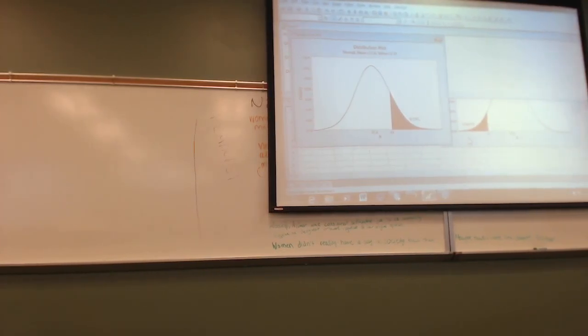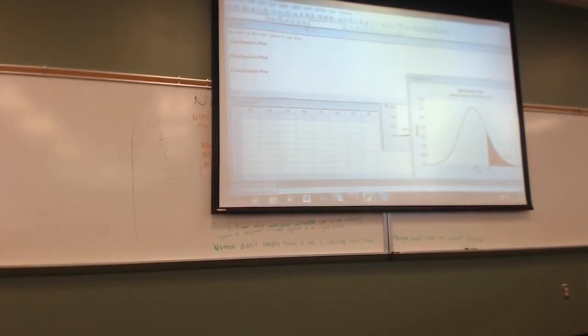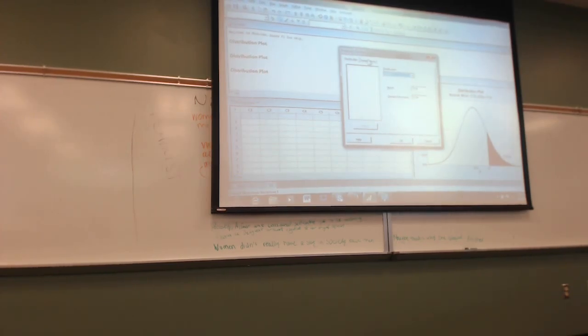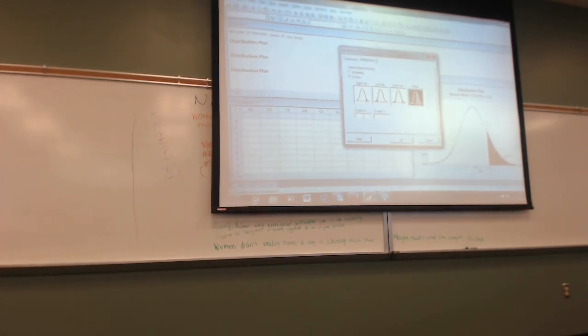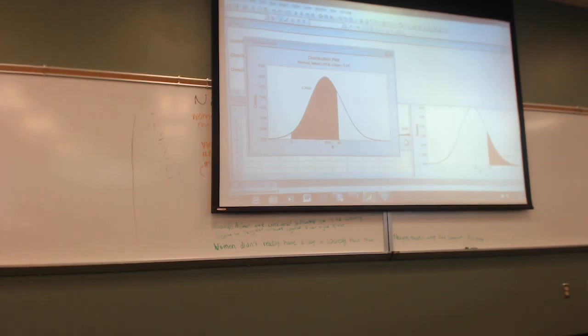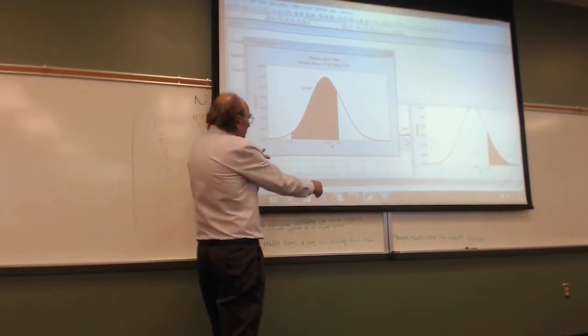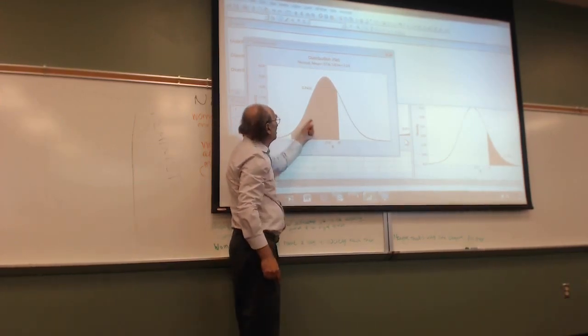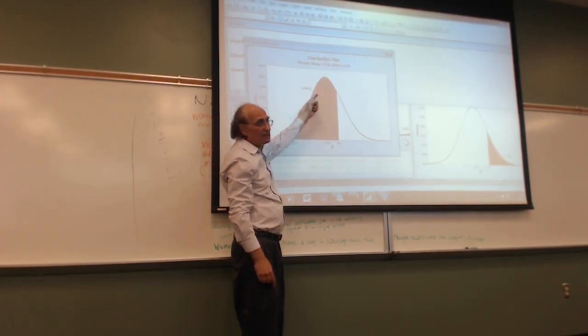And if you want in between, again, everything is already saved here, so I go to shaded area. Now I want in between, so I choose this last option. It asks for the first x value, which is 31. It asks for the second x value, which is 40. And I say OK. Then this graph shows me the region associated with the probability I'm interested in, and this is the numerical value of that probability.